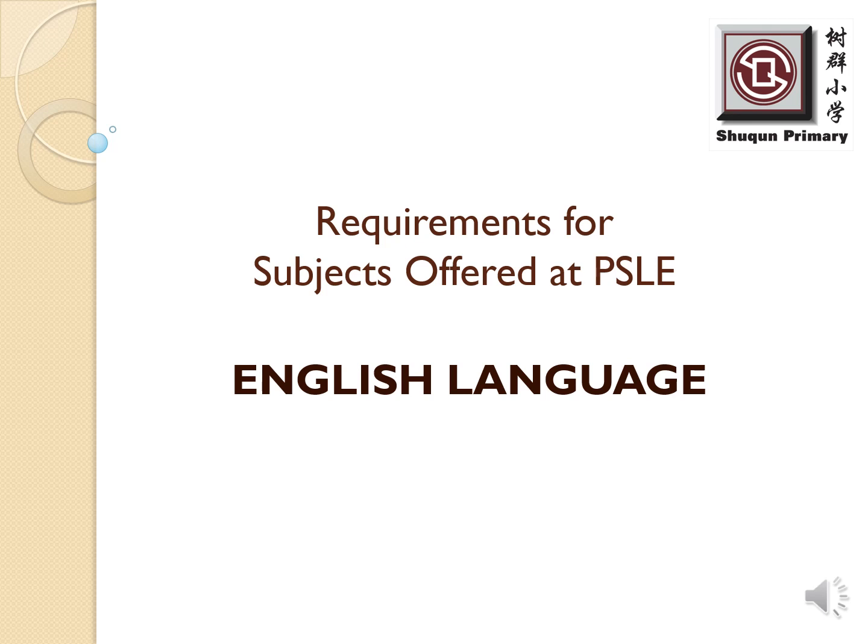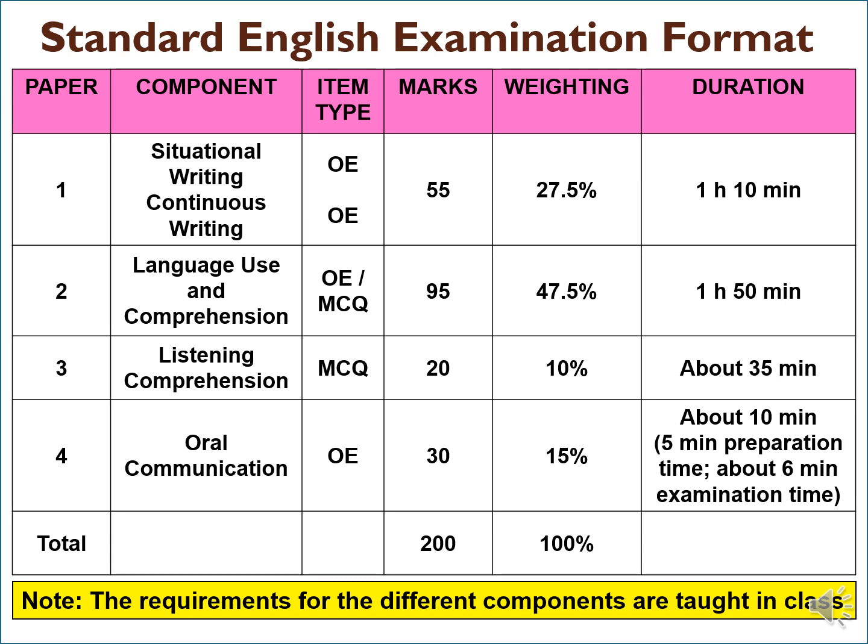I would like to share with you the requirements for English language at PSLE. For Standard English, there are 4 components. Paper 1 comprises situational writing and continuous writing. Paper 2 is language use and comprehension. Paper 3 is listening comprehension, and Paper 4 is oral communication. The requirements for the different components are taught in class.